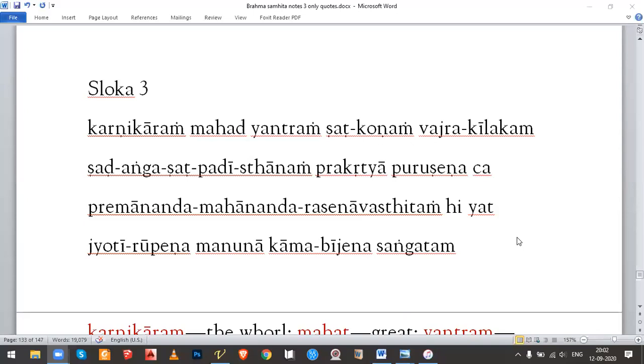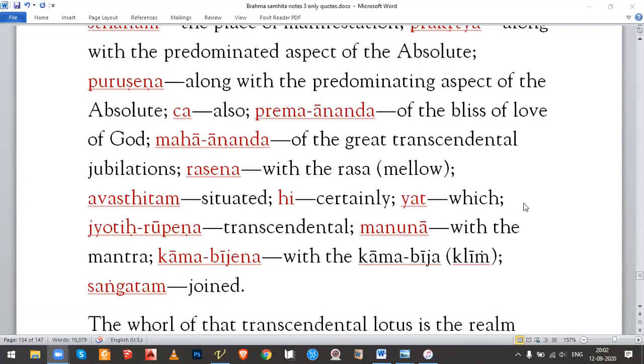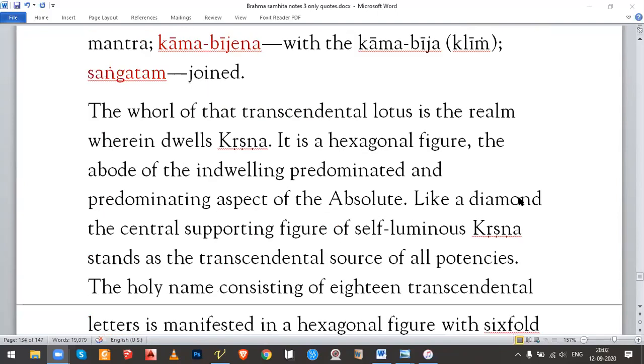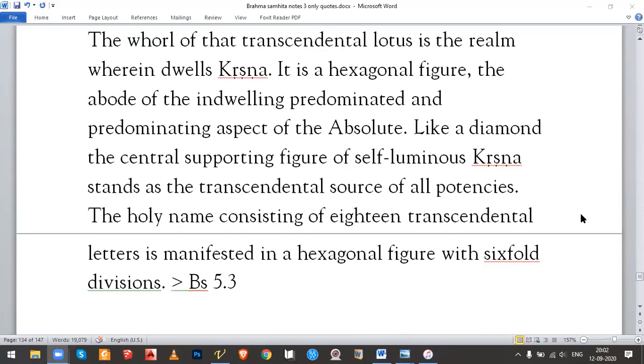In Shloka 2, the transcendental lotus is described, the spiritual world, the planet of Krishna, looking like a beautiful lotus, Sahasrapatra Kamalam, Gokulakyam, Mahatpadam. Now the middle of that lotus, the whorl of the lotus, is described here. The whorl of that transcendental lotus is the realm wherein dwells Krishna. It is a hexagonal figure, the abode of the indwelling, predominated and predominating aspect of the Absolute. Like a diamond, the central supporting figure of self-luminous Krishna stands as the transcendental source of all potencies. The holy name, consisting of 18 transcendental letters, is manifested in a hexagonal figure with six-fold division.